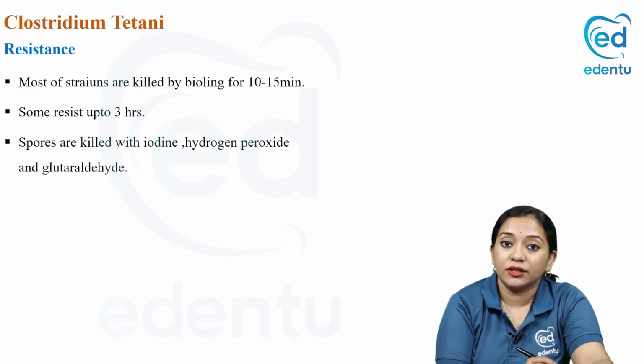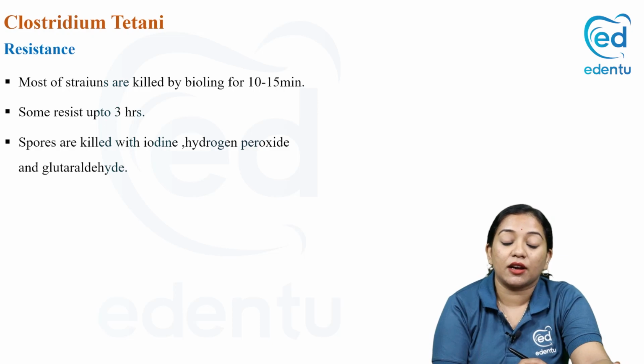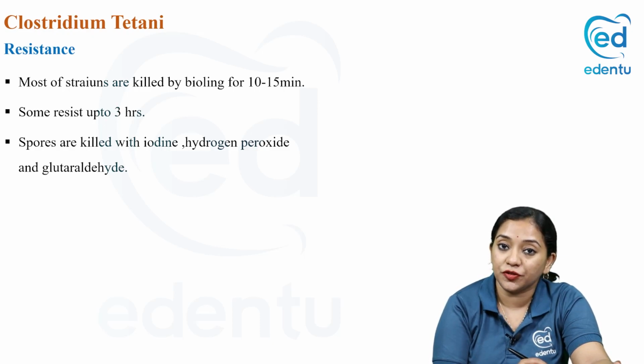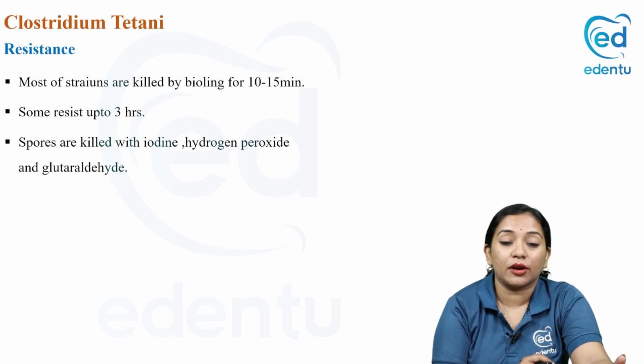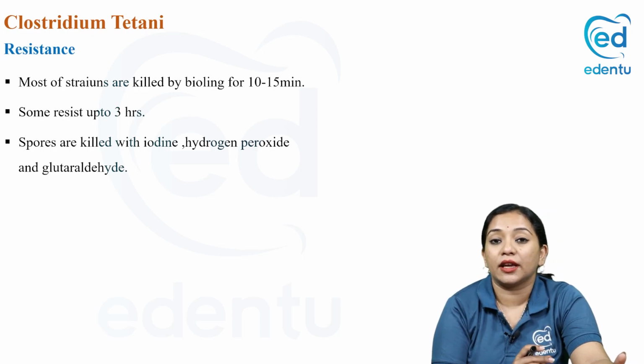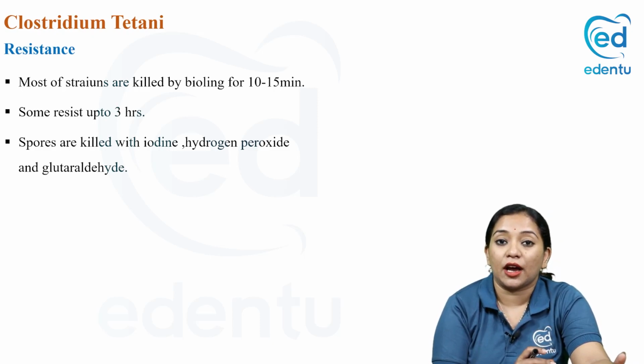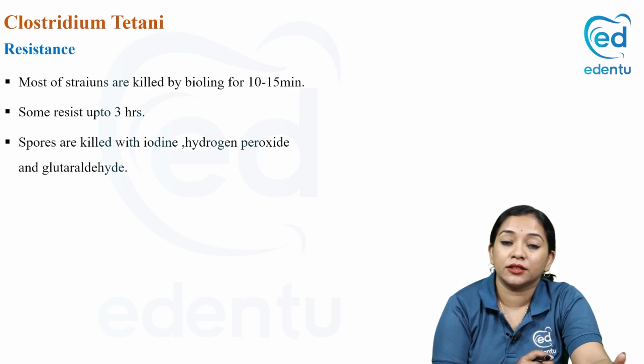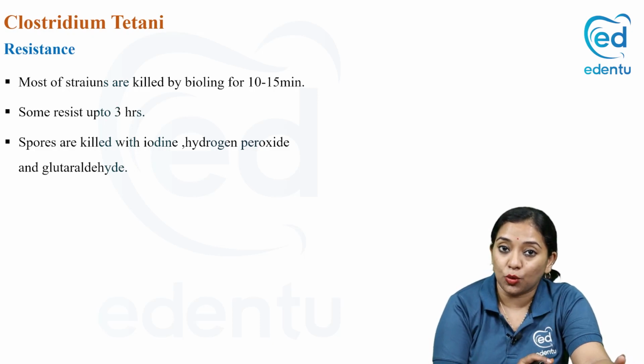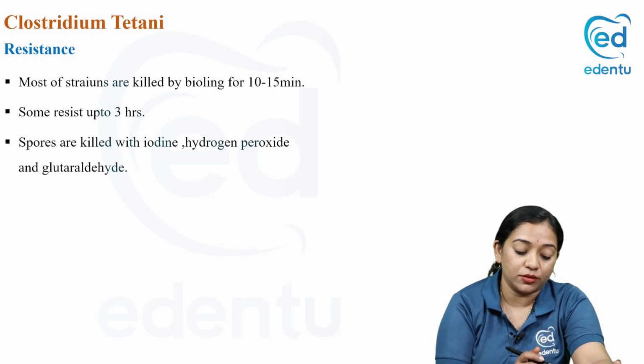Next, we'll see about the resistance. Most of the strains are killed by boiling for around 10 to 15 minutes, but some can even resist up to 3 hours. So, usually all the bacteria in this group die within 10 to 15 minutes, but some can withstand around 3 hours. The spores are killed with iodine, hydrogen peroxide, and glutaraldehyde. So, when you're boiling and you add a substance like iodine, glutaraldehyde, or hydrogen peroxide, the destruction is greater.